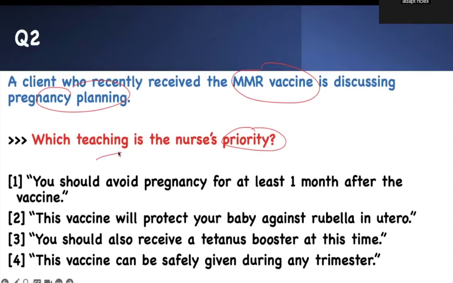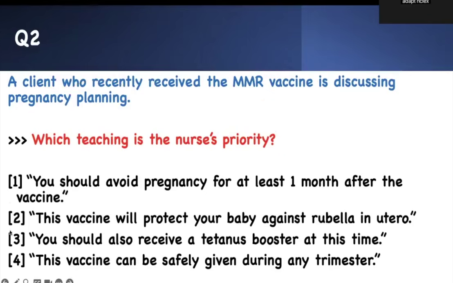This vaccine can be safely given during any trimester. It's a wrong answer. This is a live vaccine. Pregnant patients should stay away from it. Even though this is going to protect your baby, this is not the most important information at this time. The nurse is supposed to tell the patient the most important thing: don't get pregnant. After this kind of vaccination, you have to wait at least 30 days.